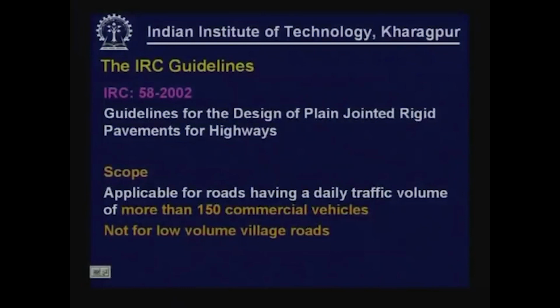The scope of these guidelines is that they are applicable for roads having a daily traffic volume of more than 150 commercial vehicles per day. Obviously, these guidelines are not applicable for low volume village roads. We understand what a commercial vehicle is. We are referring to trucks and other commercial vehicles which carry commercial goods. Buses also can come into this category. So, if the traffic intensity per day is more than 150, the design thicknesses that are given by these guidelines will be applicable only for that type of roads.